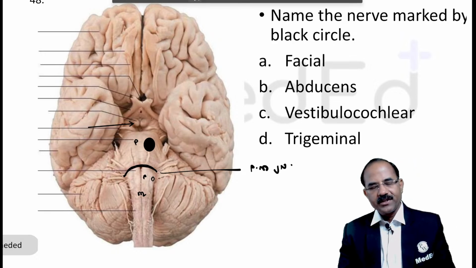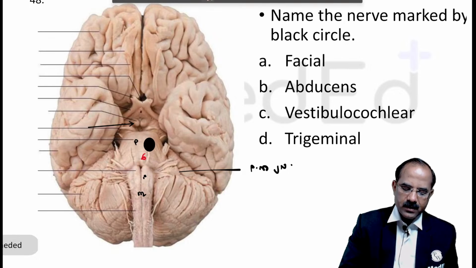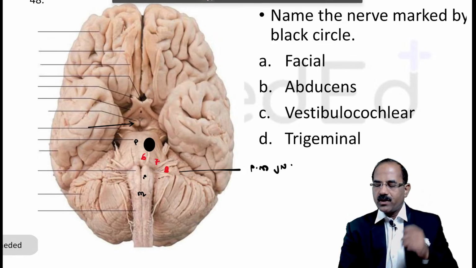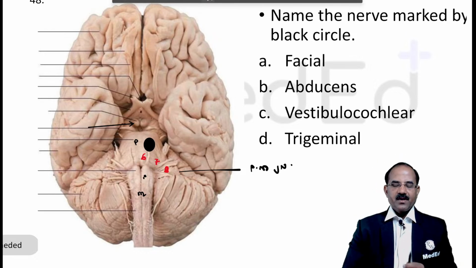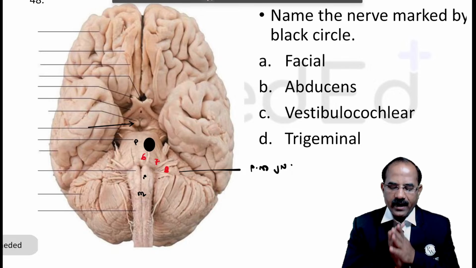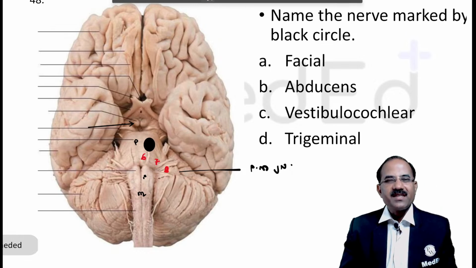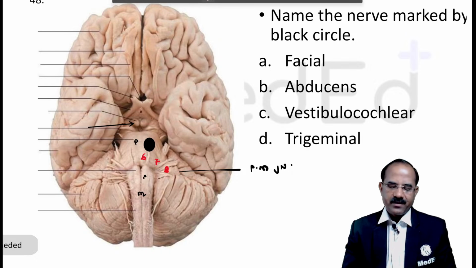That's the pontomedullary junction. At this pontomedullary junction, there are three nerves which are attached here. Which are the nerves attached here? That's the sixth nerve, that's the seventh nerve, and this is the eighth nerve. Sixth, seventh, and eighth nerves are attached to the pontomedullary junction. So what is marked here? Which is that nerve? That's the sixth nerve. So the medial most nerve attached to the pontomedullary junction is sixth, and the lateral most nerve attached to the pontomedullary junction is the eighth nerve.